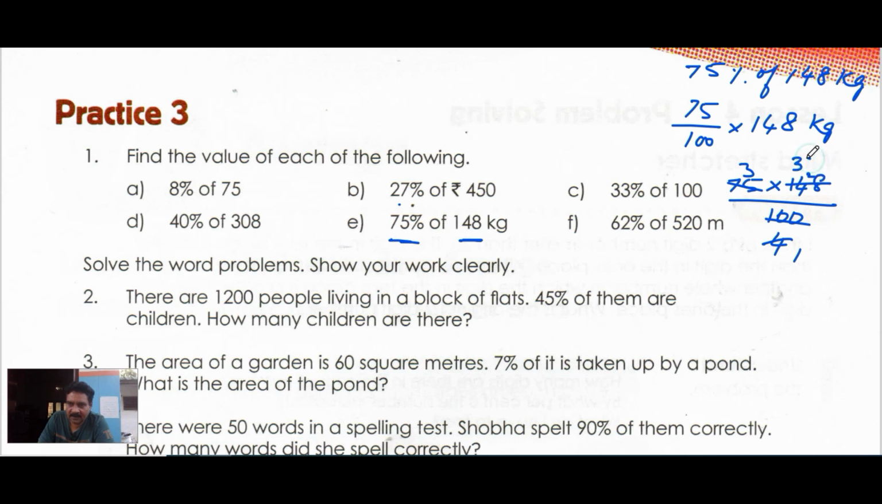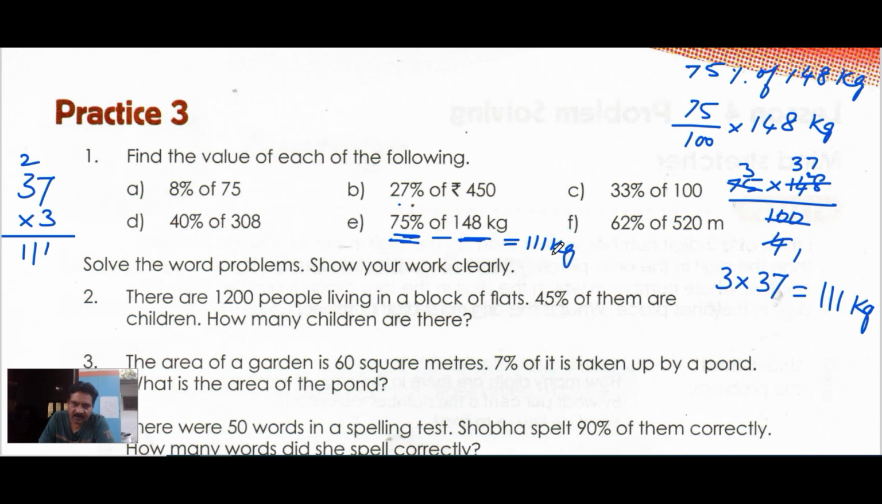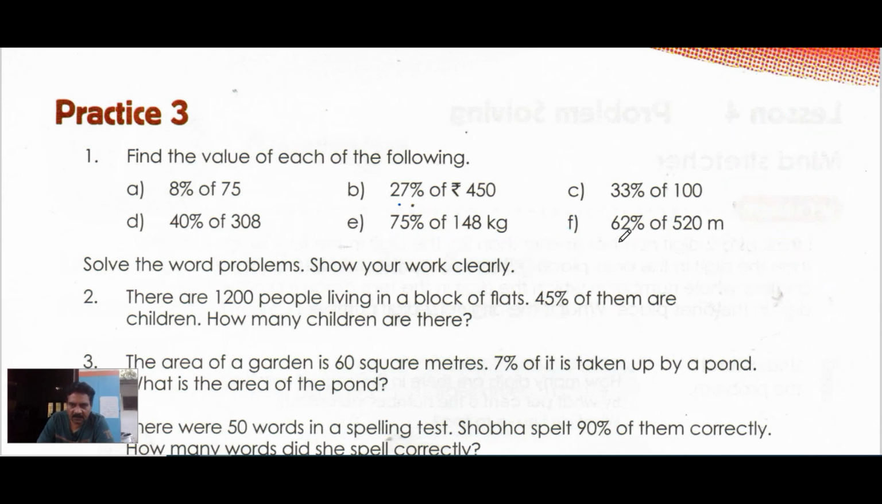4 sevens are 28. Now 3 into 37, I'll do it here. 37 into 3, 7 threes are 21, 3 threes are 9, 10, 11. That comes how much? 111 kgs, because here kg is given. So 75% of 148 kg is equal to 111 kg. This is your answer.